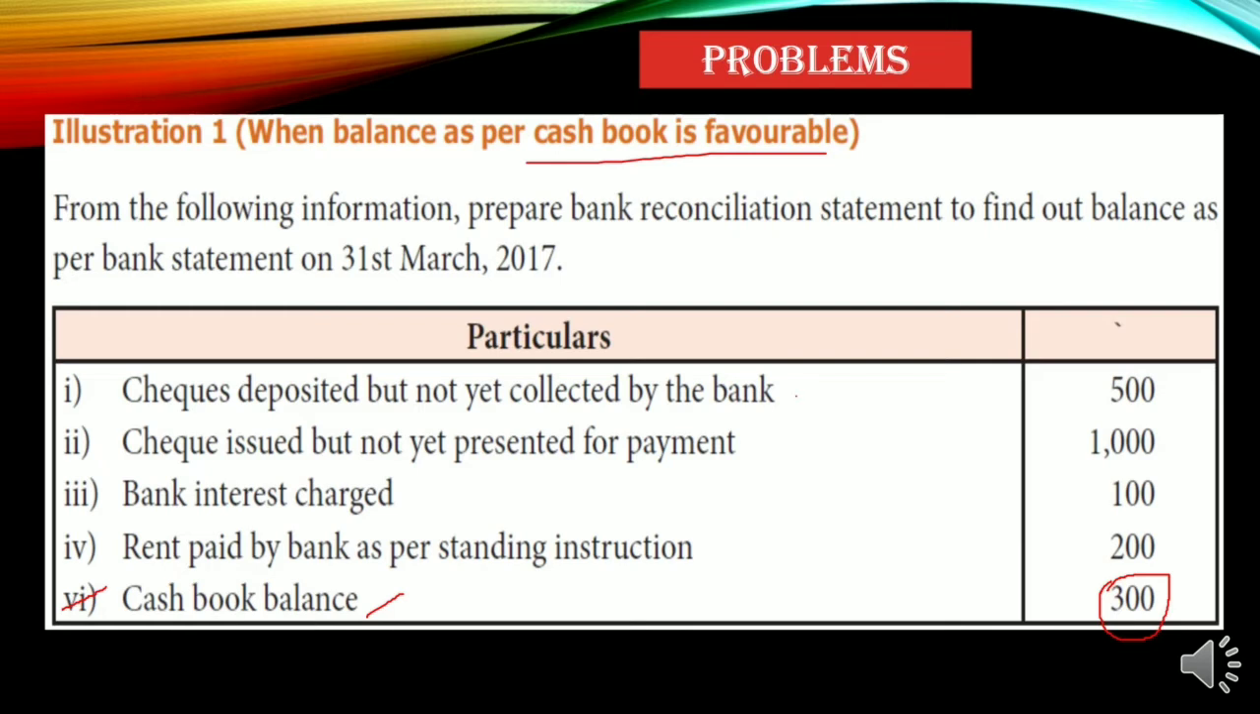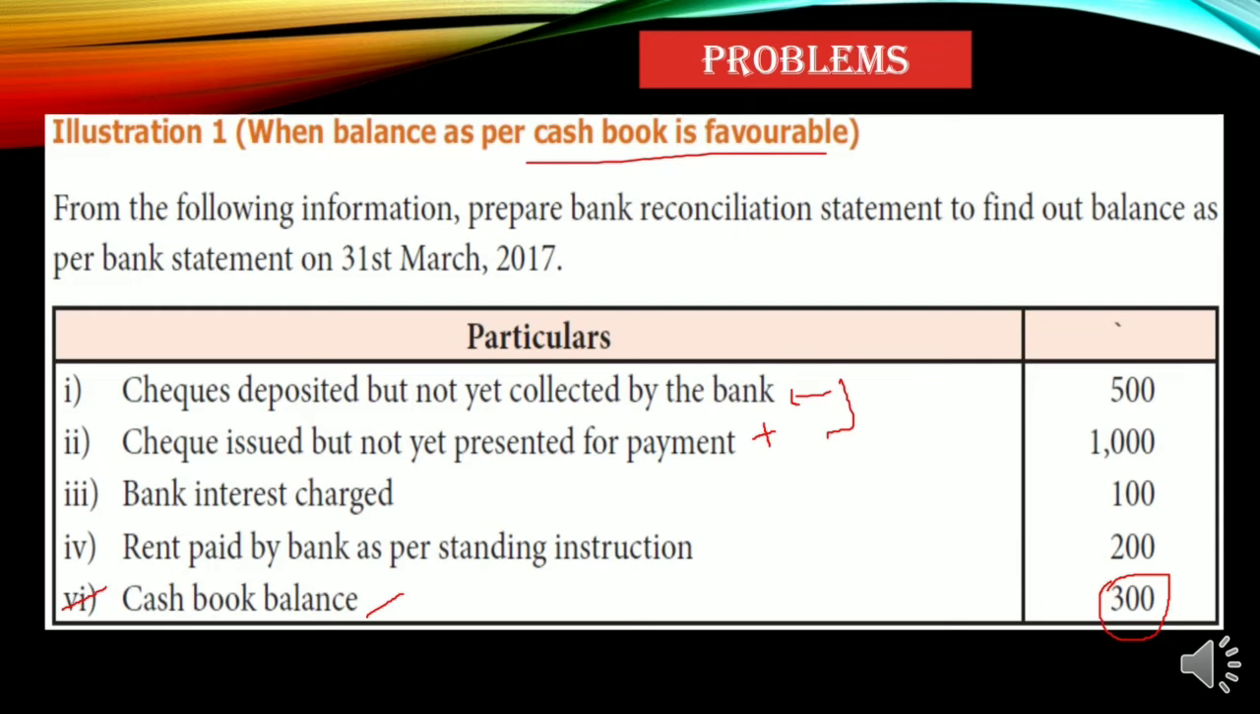So I'm going to show it on the less side. So checks issued but not yet presented for payment. I issued a check to one person, but that person has not gone to collect the money. So it will be shown in the add column, because my money won't get reduced here.